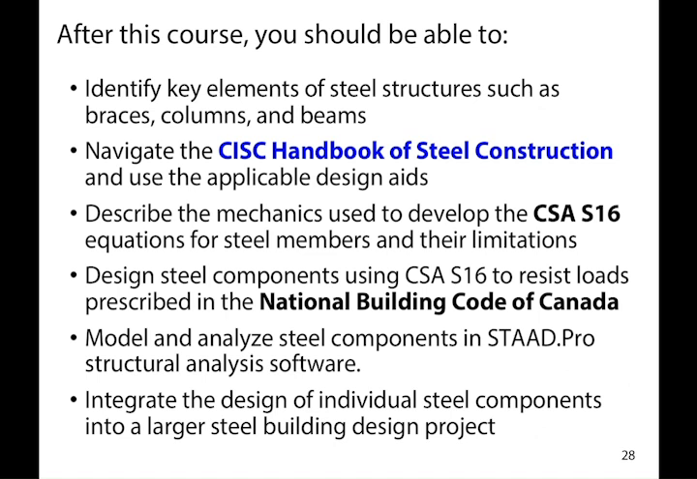So after this course, you should be able to do these things. I already told you what you need to know coming in, but what you need to know going out are these 6 things. You should be able to identify key elements of steel structures like braces, beams, and columns. You should be able to navigate this book, the code and the design aids in it. You should be able to describe the mechanics used to develop some of the expressions. We're going to go back to CE 2023 to talk about how some of these expressions came to be in the handbook. You should be able to describe that.